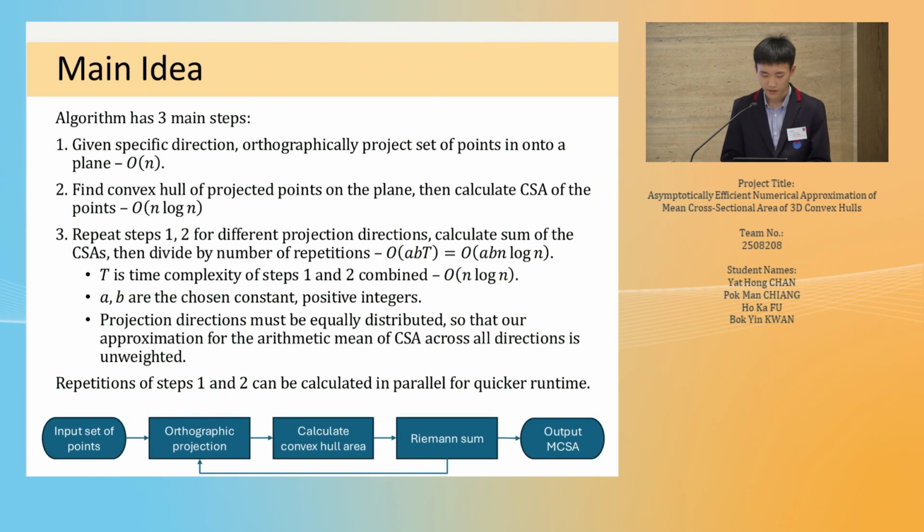The concept behind our algorithm is that the mean CSA can be approximated by calculating the CSA of a 3D shape from different angles, then finding the mean of all calculated values. Step 1 is to orthographically project the polyhedron onto a plane. Step 2 is to calculate the CSA for a specific direction using the projection. And step 3 is to repeat steps 1 and 2 and then take the mean.